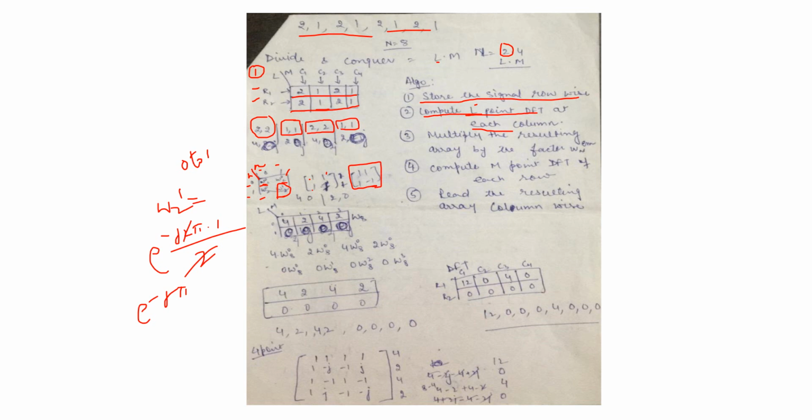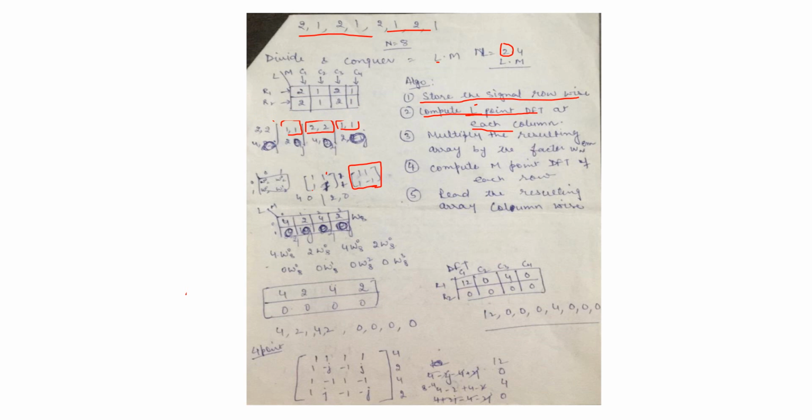Clear? So now perform the DFT of this 2 2. You write here 2 2 and do matrix multiplication. 2 plus 2 is 4. First is 4, then 2 minus 2 is 0. So it is 4 and 0. Now for 1 1.